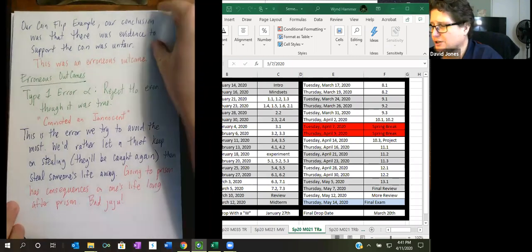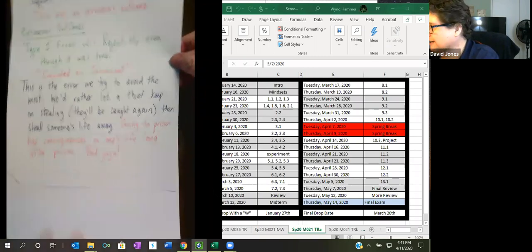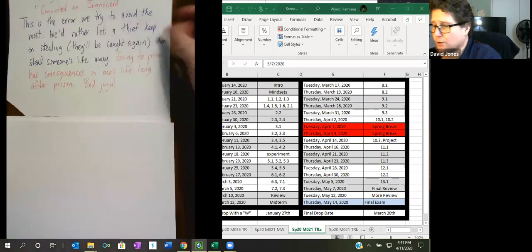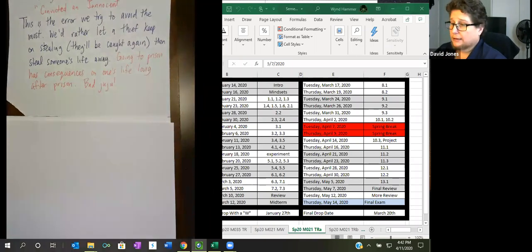How does this relate to what we did in the last section, confidence intervals? This is related to our confidence intervals in a huge way.